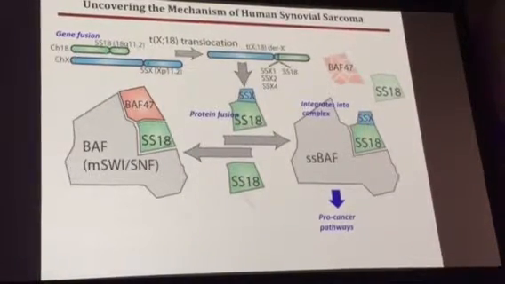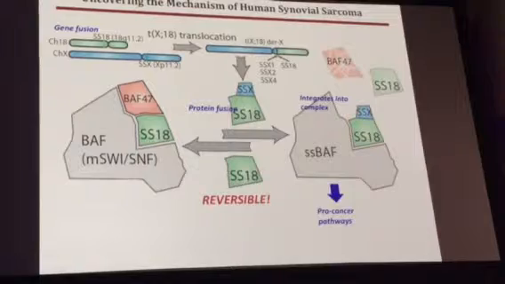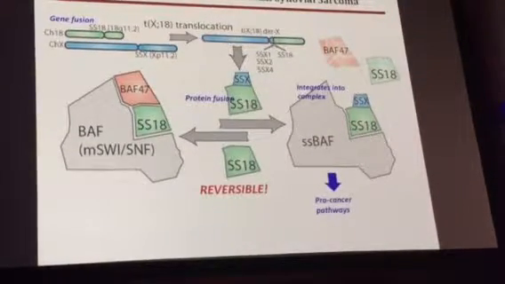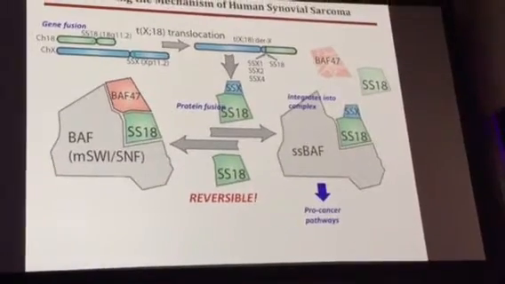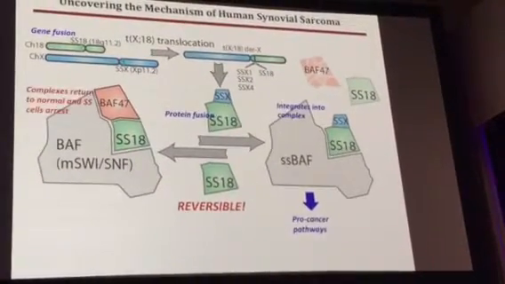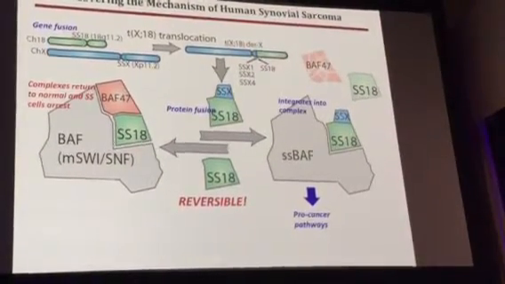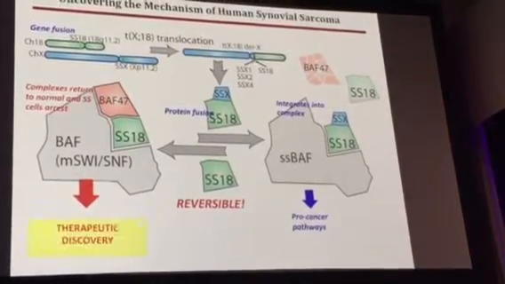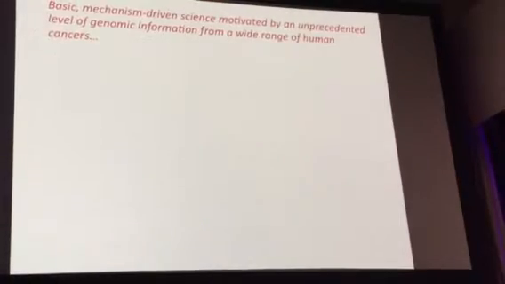Now, excitingly for us, we showed that this was actually reversible. These patients still have one normal copy of the normal protein that's supposed to be in these complexes. We showed it was reversible, and if we could reassemble these complexes, the cells would arrest, so you get death of these synovial sarcoma cells, and this presents a very open avenue for therapeutic discovery.